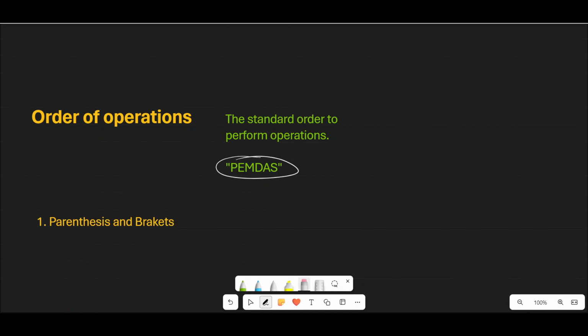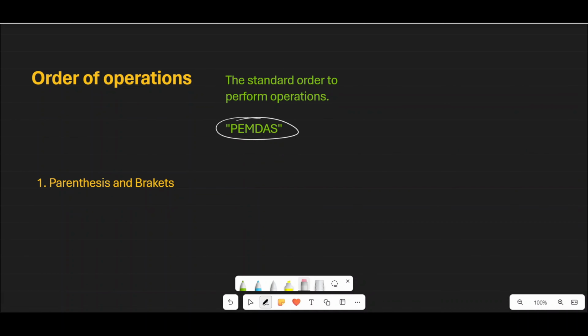One way to remember this sequence is with the acronym PEMDAS, which stands for: P represents the parentheses, E represents exponents, M represents multiplication, D is for division, and A and S represent addition and subtraction.